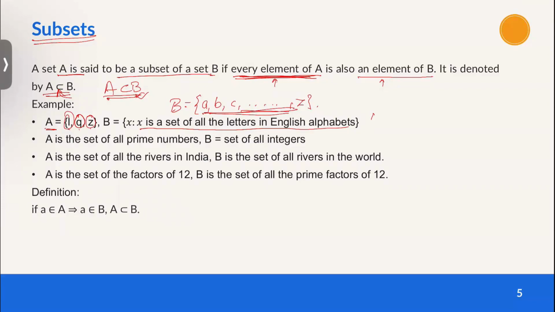So all three elements of A are there in the set B. Therefore, A will be a subset of B, right? A has only three elements and all these elements will be there in the set B.